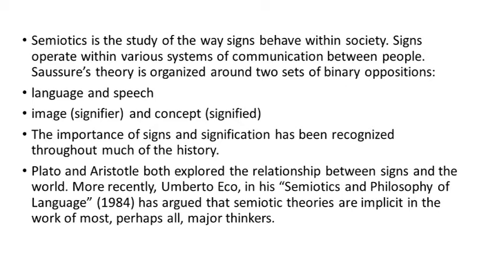So Saussure's theory is organized around two sets of binary opposition. One is language and speech, which we have seen, and the next set of binary opposition is signifier and signified. The importance of signs and signification has been recognized throughout much of history. It was recognized in philosophy and also psychology. Plato and Aristotle both explored the relationship between signs and the world.